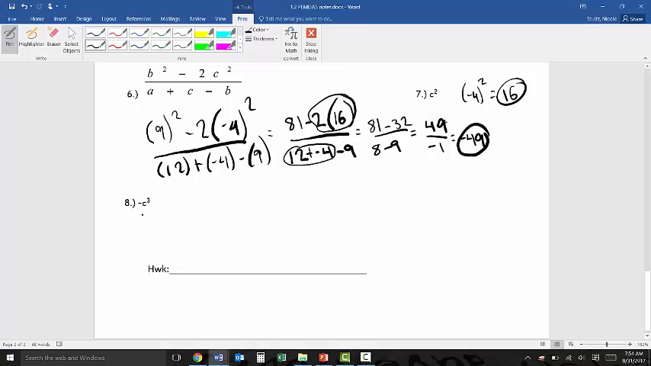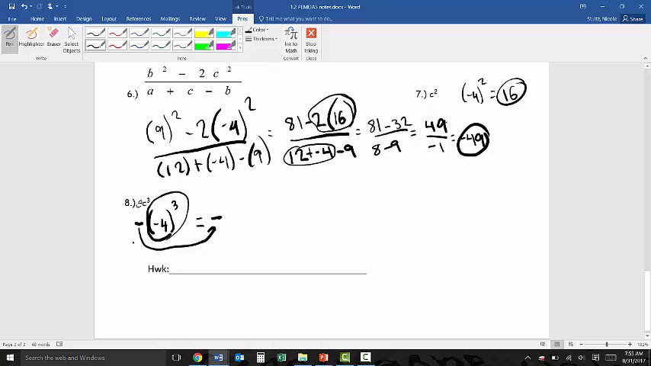Number 8, so we're going to be very careful about this. This negative is not relative to this negative 4. It's its own thing, so you have to copy it down. And instead of C, now you put in negative 4. So what you're going to do first is you're going to cube negative 4. This guy right here is just coming along for the ride.